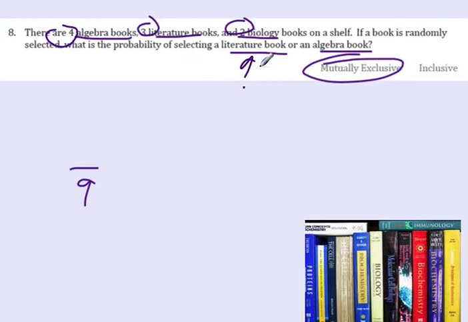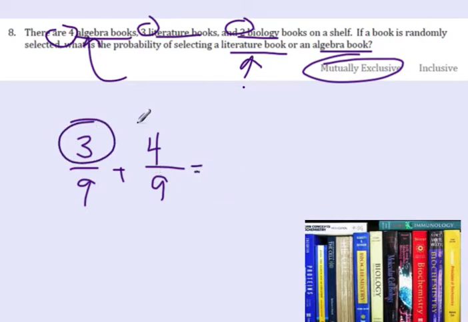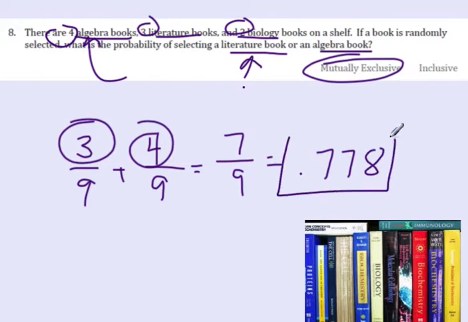Well, how many of those are literature books? Well, there's 3 literature books. Okay, then on the next one, how many of those are algebra books? Well, that's 4. And then we don't need to subtract off the probability of it being both because both doesn't exist. So 3 plus 4 is going to be 7. So we're adding the top, keeping the denominator the same. 7 divided by 9 is 0.778. So that right there is your answer for number 8.